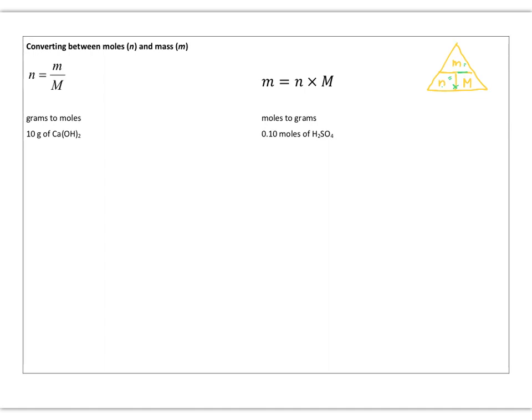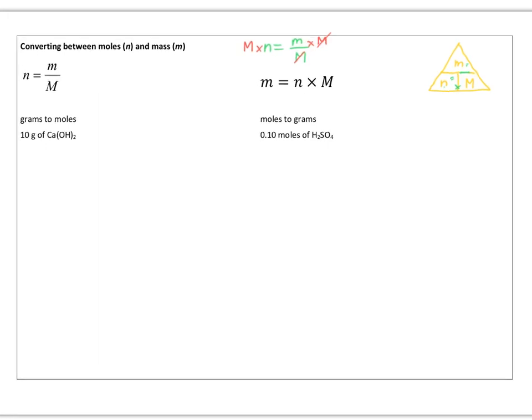I prefer to use the proper algebra. So if we want to go from this formula to this formula, we would want to get mass on its own, so we want to get rid of the molar mass. So we times both sides by molar mass. M over M cancels, mass equals number of moles times molar mass. That's the proper algebraic way to do it. That's the cheat triangle way. I'm not sure which way you've learnt. I like the proper algebra. Okay, but for now I've given you those two formulas anyway.